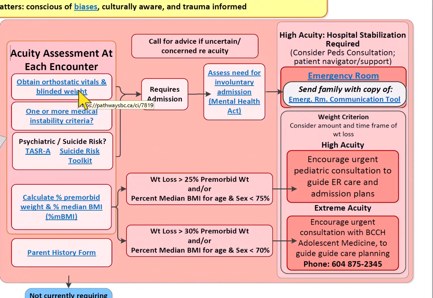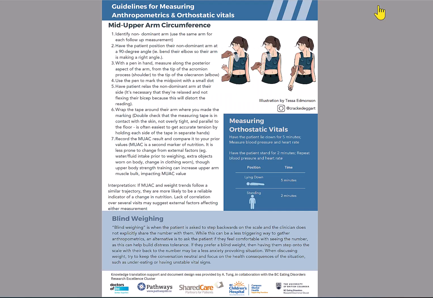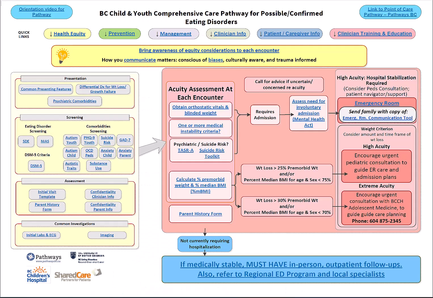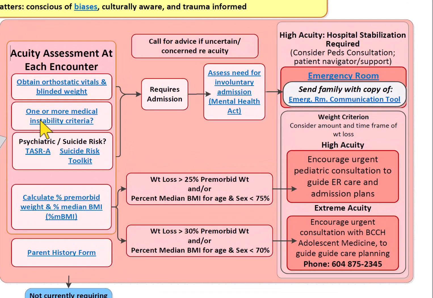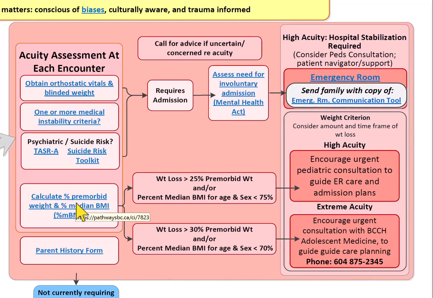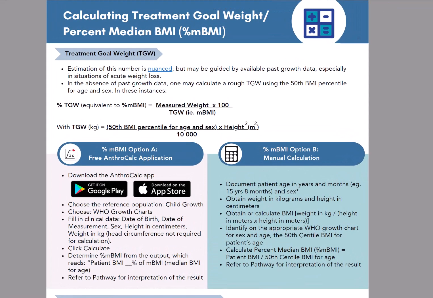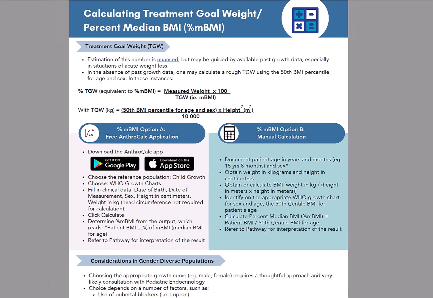In the middle section of the care pathway is information on how to do an acuity assessment, including mid-upper arm circumference measurements and measuring orthostatic vitals. As well, there's information on determining medical instability criteria, psychiatric or suicide risk, calculation of percent premorbid weight, and percent median BMI calculations. Apps are included that you can link to and download for your smartphone for both Apple or Android.